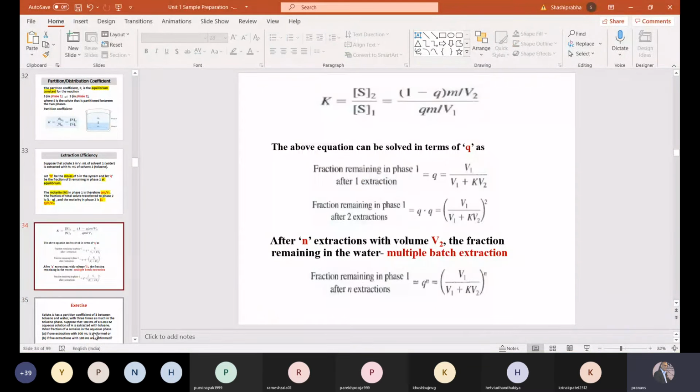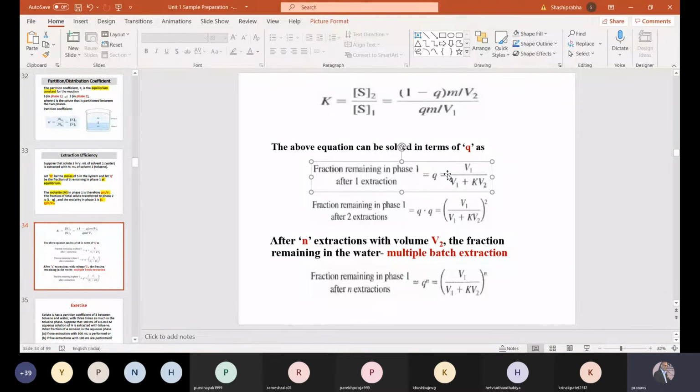And if we substitute this in the equation which we had seen earlier, then it is something like this. And if we solve this equation with respect to Q, that is the fraction which remains in the aqueous phase, then the expression comes out to be finally like this. This is the expression here. Q is equal to V1 divided by V1 plus KV2.